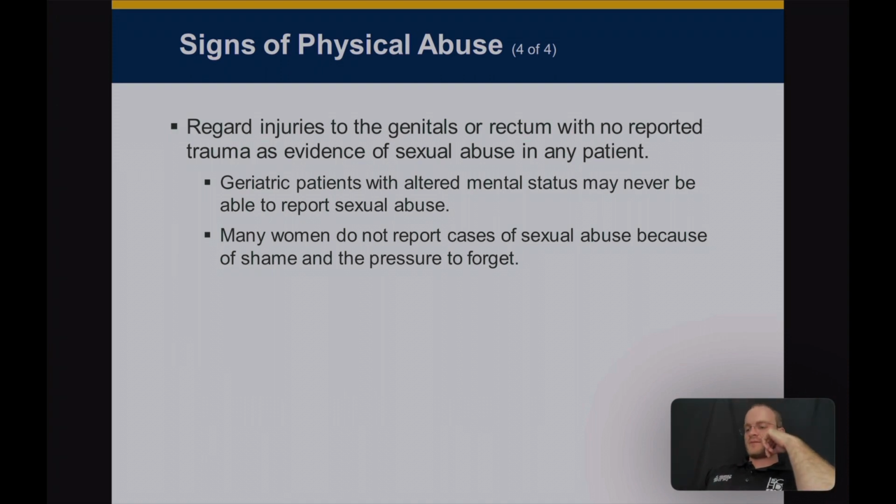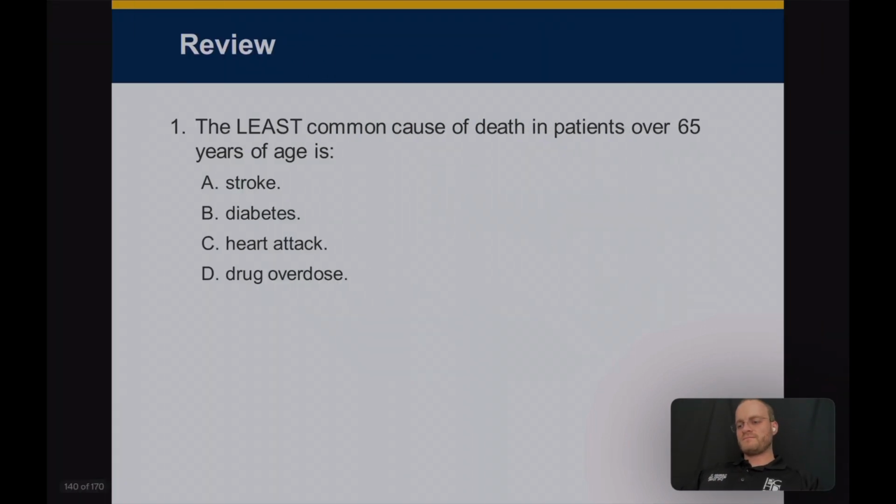And so this is where testing and the police department would get involved, law enforcement. So many women do not report cases of sexual abuse because of the shame and the pressure to forget. So it's called not regression, repression, or suppression, but more so repression, where they want to forget it. It's a coping mechanism. All right, that's it. So let's do these questions real quick and end this puppy.